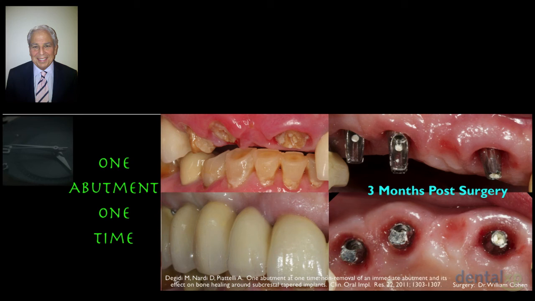And we were also taking advantage of the concept of one abutment, one time, which again works in our office. And this has been spoken about by Abrahamsson back in '97, 2003. Henry Salama has coined the phrase for so many years. George Romanos talks about this, and the latest article by Degidi, Nardi and Piattelli.